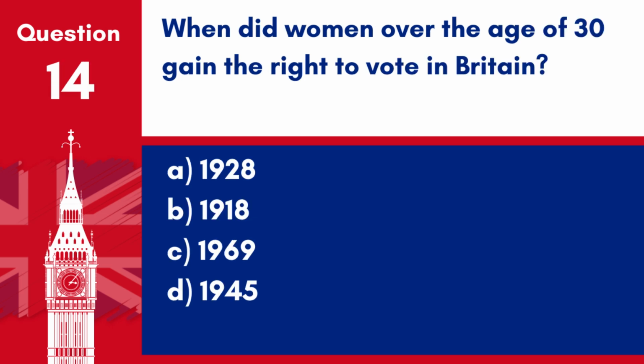Question 14. When did women over the age of 30 gain the right to vote in Britain? A. 1928. B. 1918. C. 1969. D. 1945. Answer B. 1918. Women over the age of 30 gained the right to vote in Britain in 1918, following the efforts of the suffragette movement.